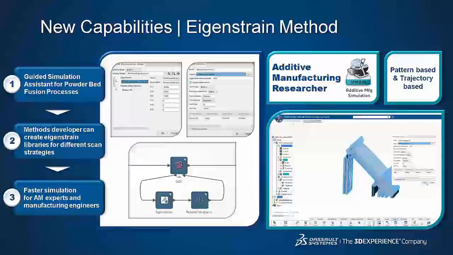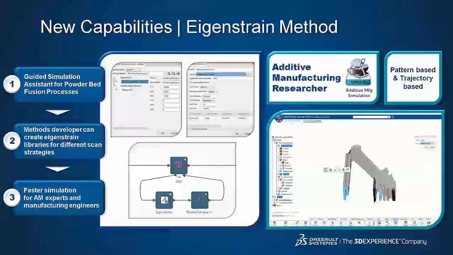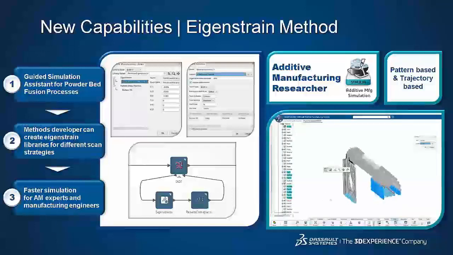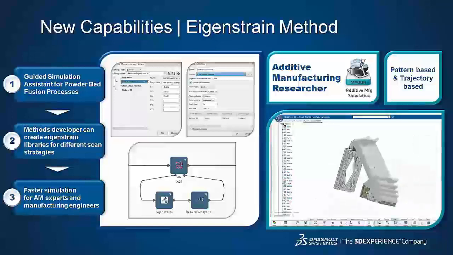Material activation can now be directly defined by bounding boxes and slice height and start and end time of the build. Detailed machine toolpath is not required to set up the Eigenstrain process simulation if you're using the pattern-based Eigenstrain method. Scan patterns can be assigned to local regions by bounding boxes. Or trajectory-based Eigenstrain process simulation can also be used to assign local scan patterns automatically if detailed machine toolpath is available.